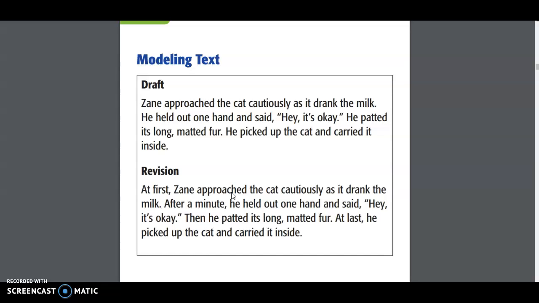So in revising using your signal words, you would put "at first." At first, Zane approached the cat cautiously as it drank. And then you give it a time period. After a minute, he held out one hand and said, "Hey, it's okay." Then he patted its long matted fur. At last, so the last thing he did, he picked up the cat and carried it inside. So I want to see some of these signal words in your transitioning from one event to the next.